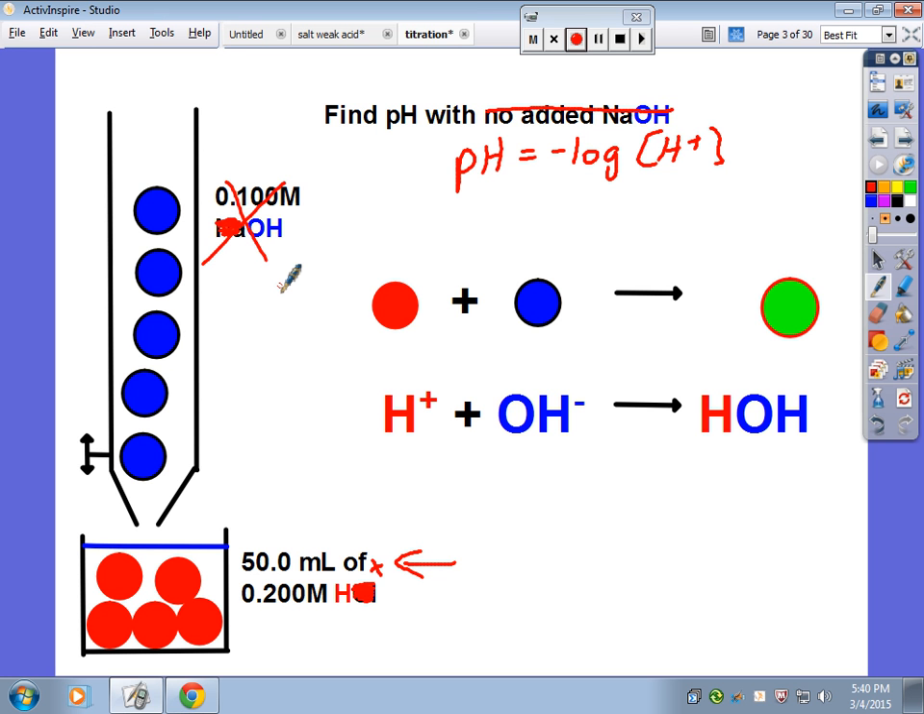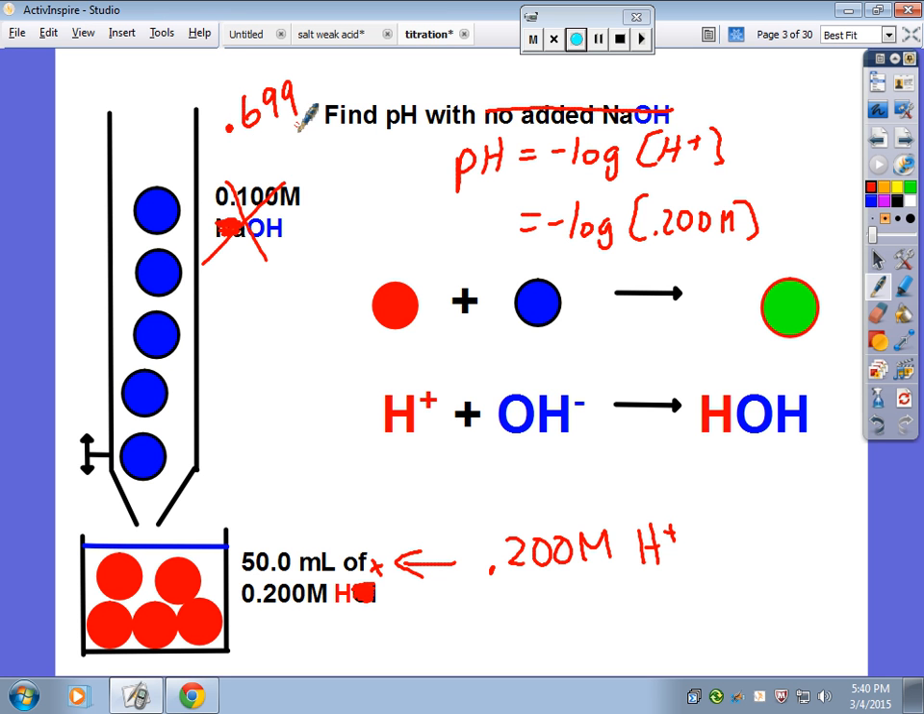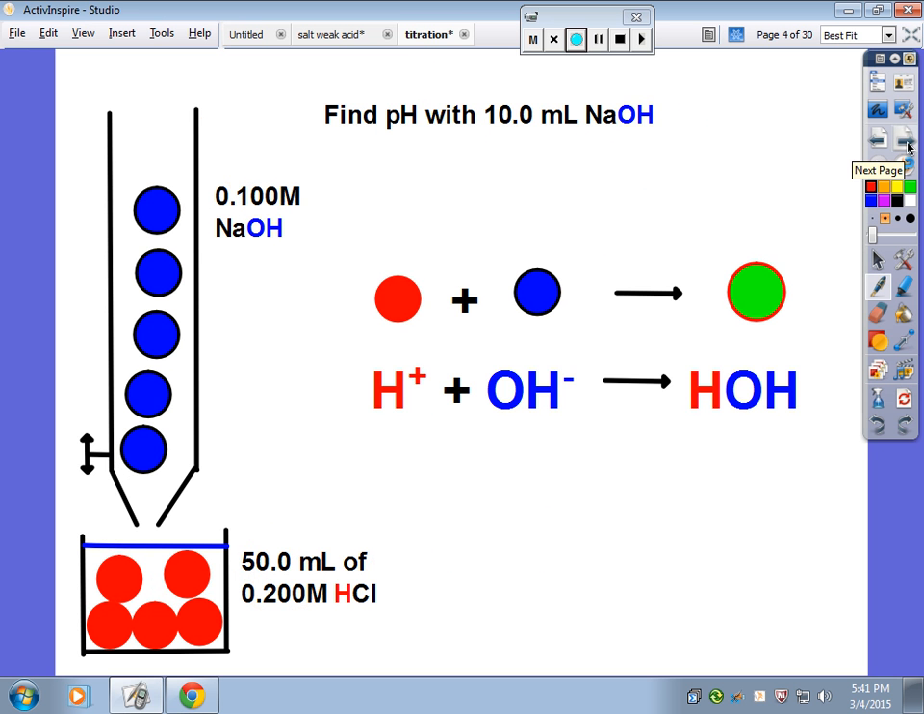Right? I'm not adding any of this. So it's floating around in here. 0.200 molar H plus ions are here. So if I plug that in here and take 0.200 molar, I get a pH of 0.699. Three significant figures in all these cases gives me three sig figs after the decimal point. That is equal to my pH. Okay? All right, next. What am I going to do now?